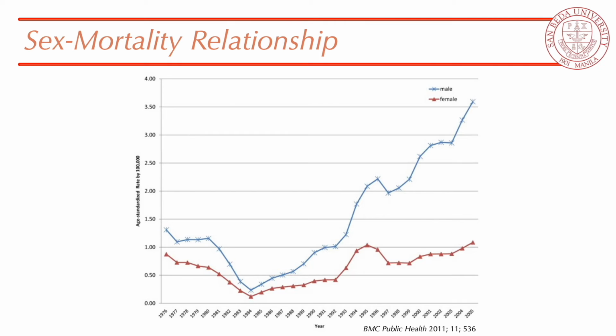Now, this is data featuring the trend of suicide in the Philippines from 1976 to 2005. Note that males have a higher risk for dying by suicide per 100,000 population compared to females. Many epidemiology books would mention that while females tend to attempt suicide more, significantly more males would be successful in completing the suicide attempt.